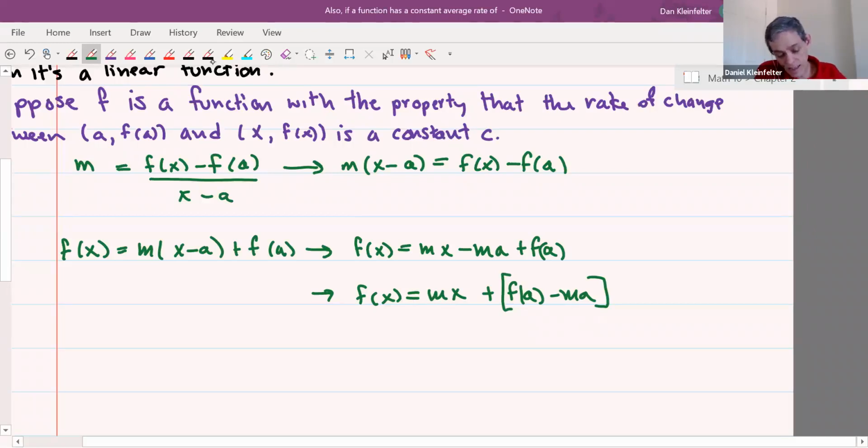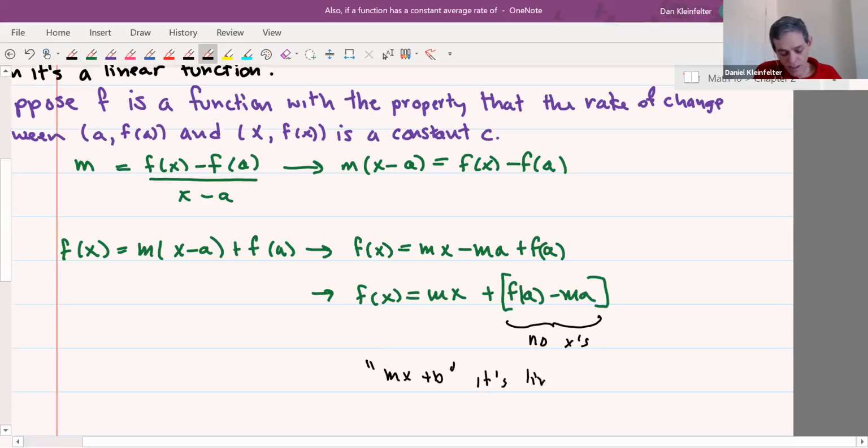Notice that on the right side, the part inside of the brackets, there are no x's. That means that that's a constant relative to x. So our function f of x looks like mx plus b, meaning that it's a linear function.